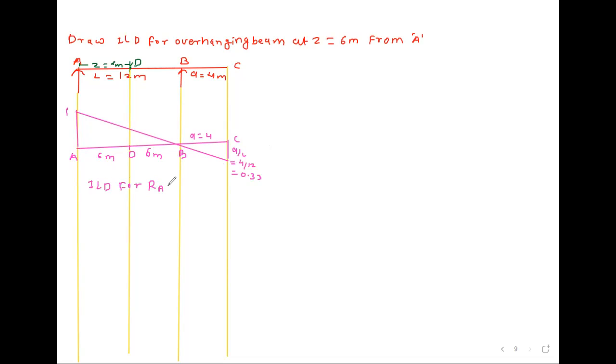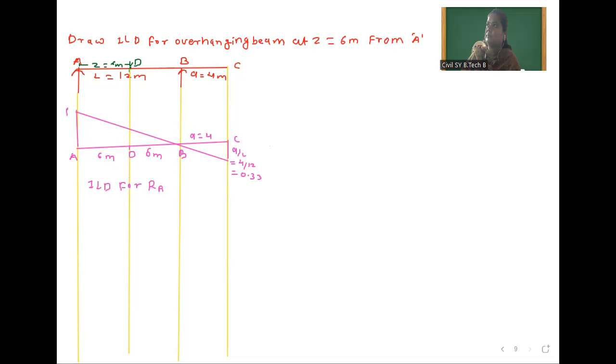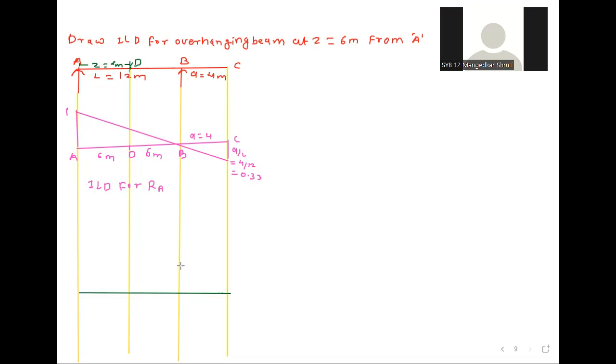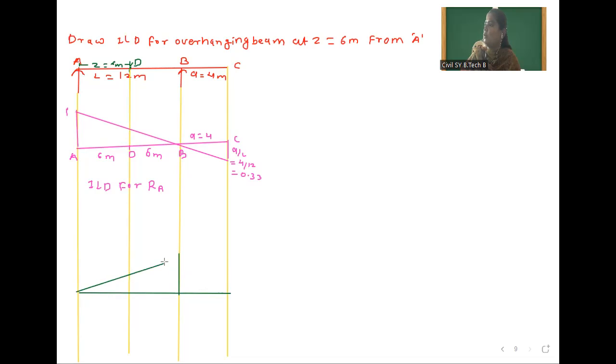Now we will draw ILD for RB. Now you guide me, how will we draw this ILD for RB? Okay, first I will draw the figure here, the baseline. Now at B point the value is 1, and at A point the value is 0. So we have to connect up to this. From B to C, we have to be rigid, so it will extend up to this point, and we will close this. So this is the ILD for RB.